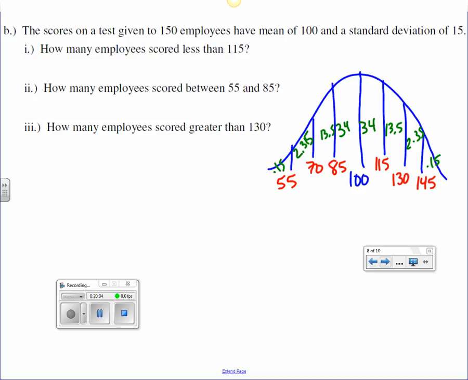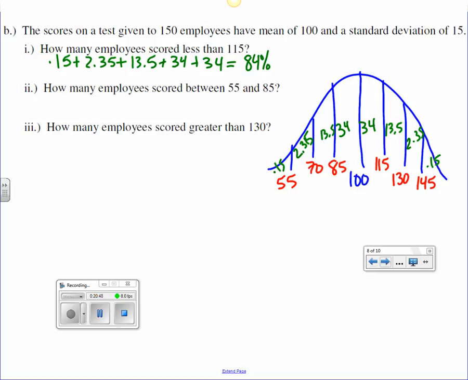Okay. First one, how many employees scored less than 115? So here's 115, and I need less than that. So I'm doing 0.15 plus 2.35 plus 13.5 plus 34 plus 34. Okay, so that's what I'm doing first. Everything less than 115. So always get your percentage first. Find your percentage first. So you add those up. Anybody got that? 84.